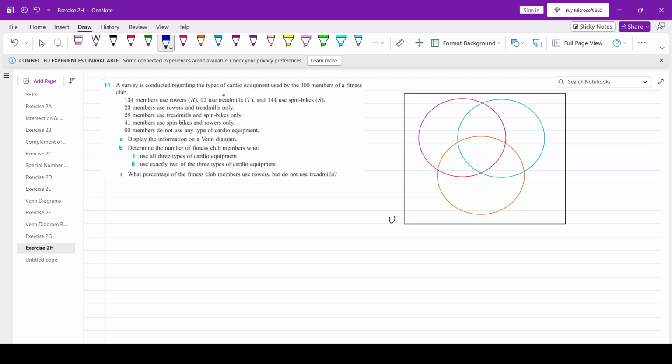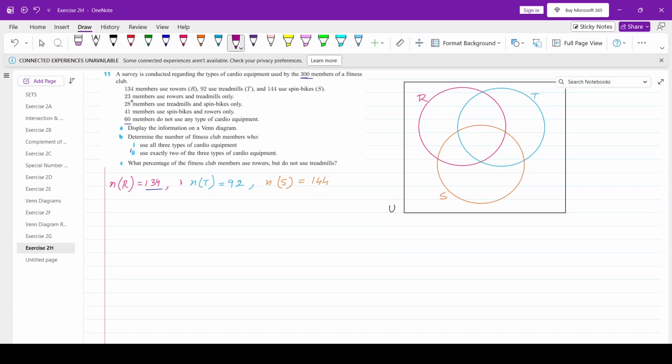A survey is conducted regarding the types of cardio equipment used by the 300 members of a fitness club. So there are three types of equipment. One is R, second one is T, and third one is S. From the question, the number of elements in R is 134. The number of elements in T is 92. And the number of elements in S is 144.